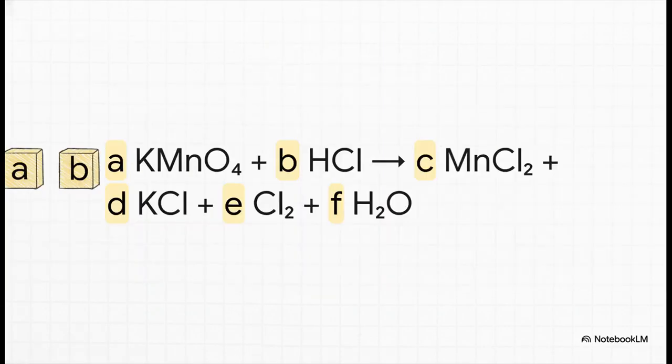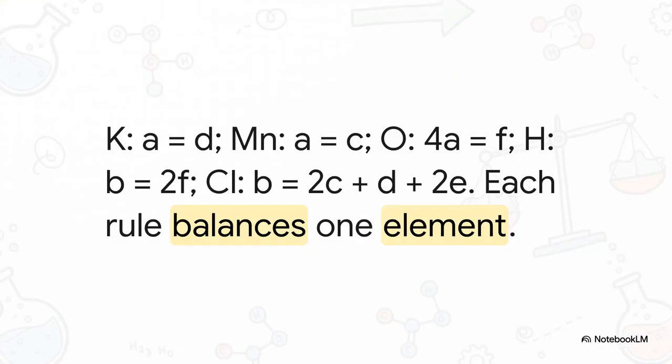So step 1 is easy. Instead of trying to guess the numbers, we just assign a letter, a variable like A, B, or C in front of every single compound in the whole reaction. Next, we take that unbreakable rule, the law of conservation of mass, and we turn it into algebra. We make a rule for each element.